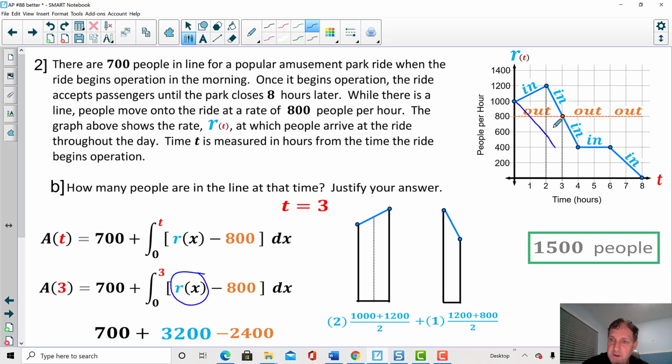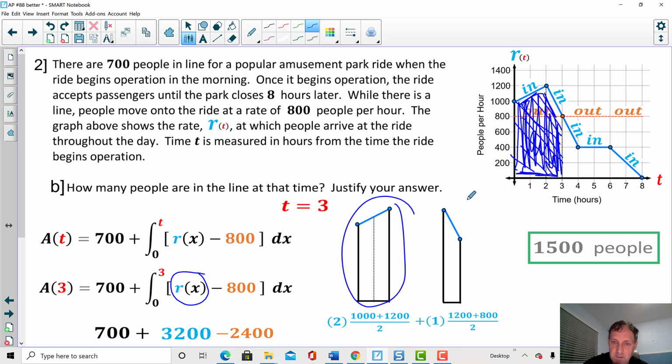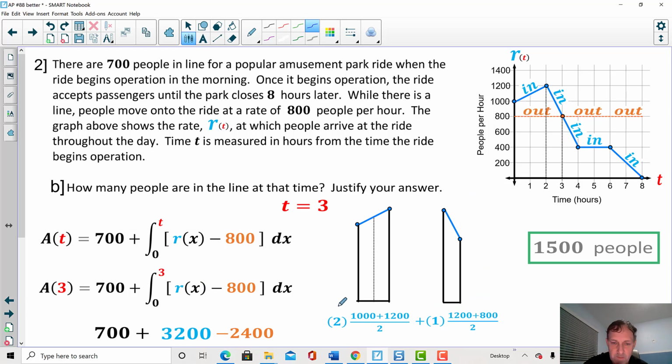Now that would be the area under the curve over here from 0 to 3. So it'd be the area of that shaded region right there. And I'm actually breaking it into 2 pieces. So here are the 2 pieces here. They are both trapezoids. So we're going to do the area of a trapezoid. The area of a trapezoid is going to be the width times the average height. So the height here is 1000 and the height here is 1200. So we need to add up those 2 heights and divide by 2, and that'll give us our average height.